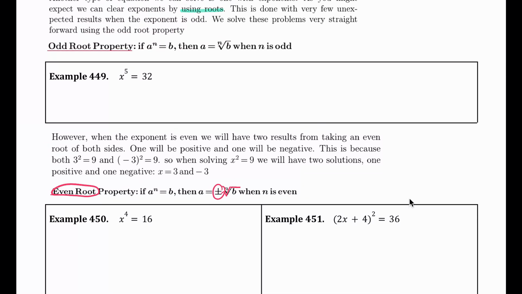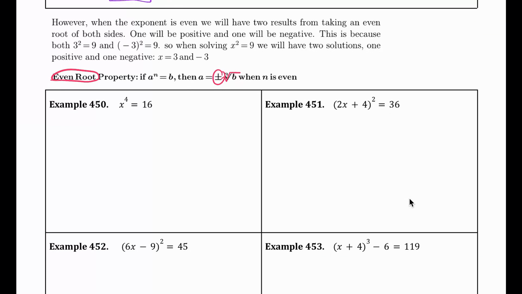So on example 449, I have x to the 5th equals 32. To undo that power, I'm going to take the 5th root. The 5th root and x to the 5th cancels, and I'm just left with x. The 5th root of 32 is 2, so my solution is x equals 2. And extraneous solutions won't exist for these types of problems, so once you solve it, that's just your solution.